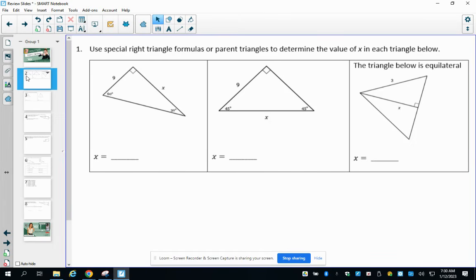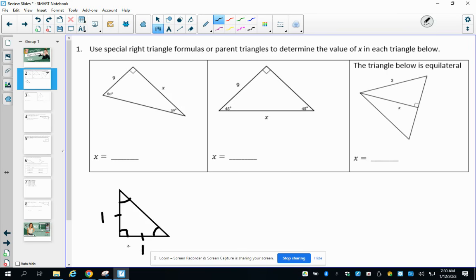Number 1 gives us some special right triangles, and we want to use our special right triangle formulas or parent triangles with proportions to solve for x. So first I'm just going to draw out our 2 parent triangles in the bottom here that these are similar to. So for the 45, 45, 90, where we've got an isosceles right triangle, where these angles right here are 45, remember that all of these triangles are similar to a triangle that has legs of 1, 1, and a hypotenuse of square root 2.